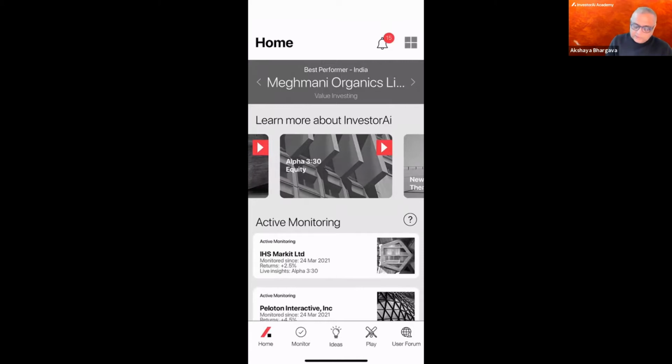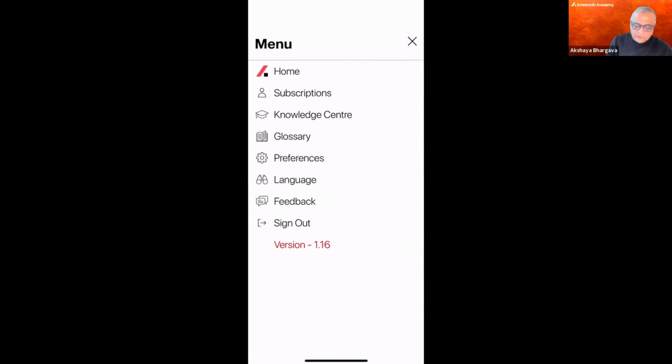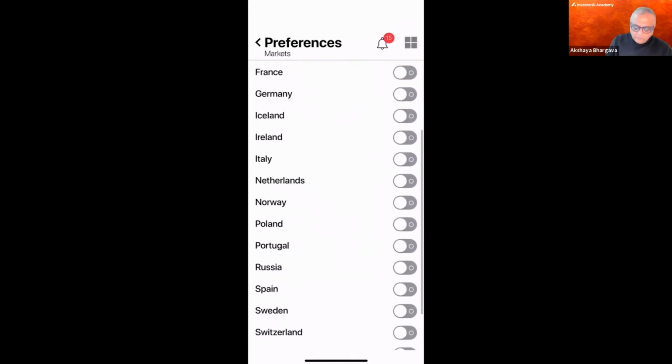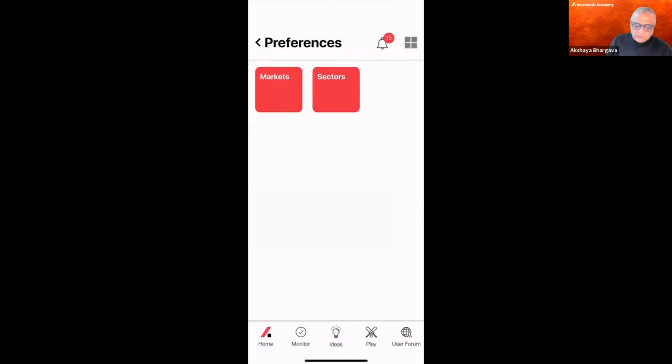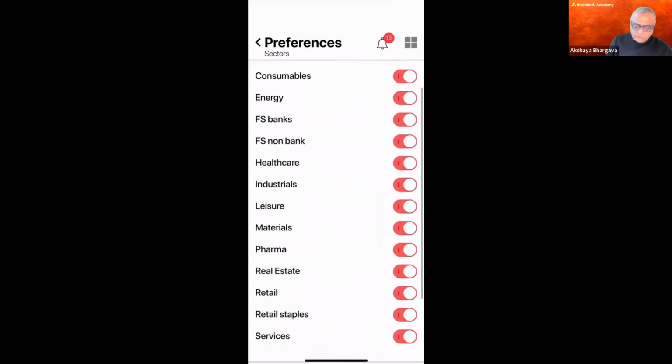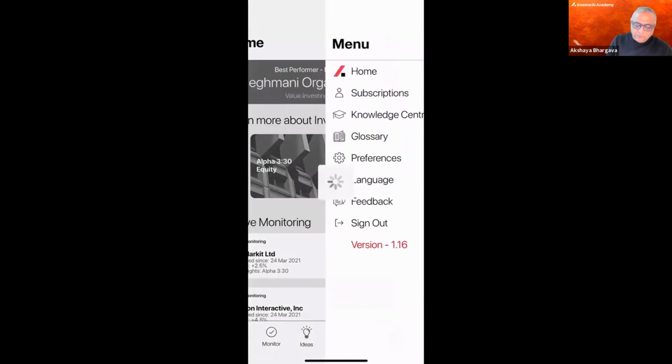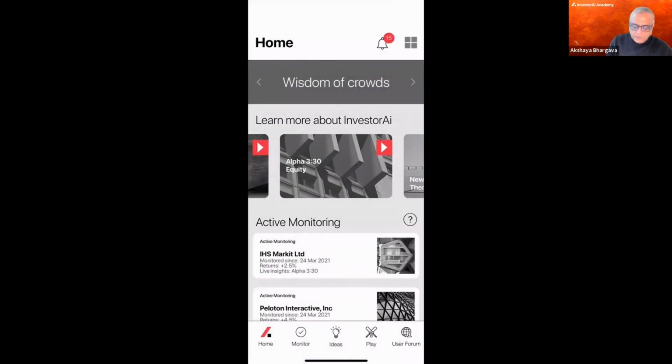Before I go in, I say this every time, you have to click on the top right-hand button, which is preferences, and you have to check which markets and sectors you are looking at. In this case, I'm looking only at India, but there are many, many markets that I can switch on. And I have switched on all sectors for today, just for the demo. And please remember, if you don't switch on a market or a sector, you will never see anything from it. So that's a very simple, but very important point.